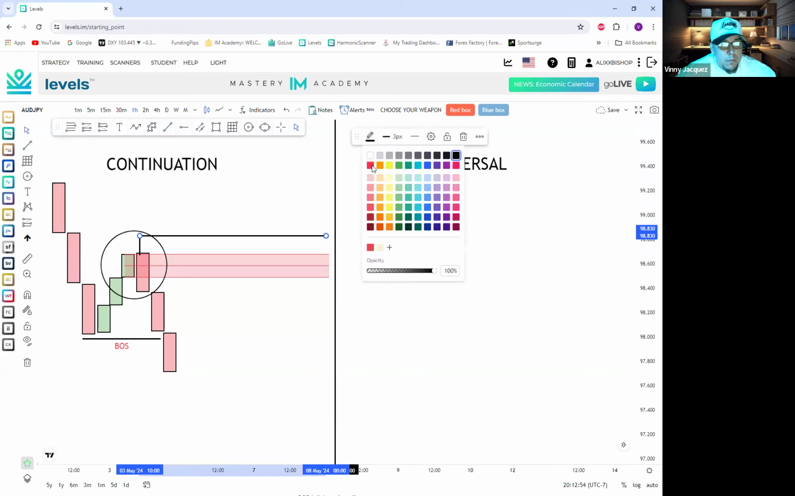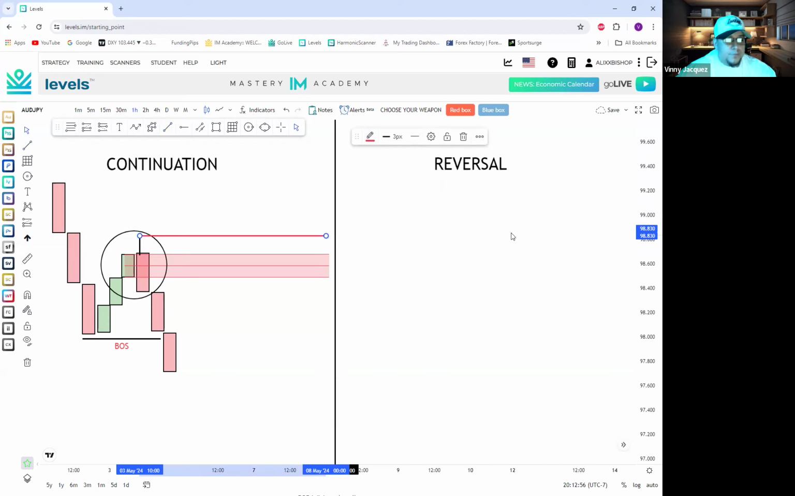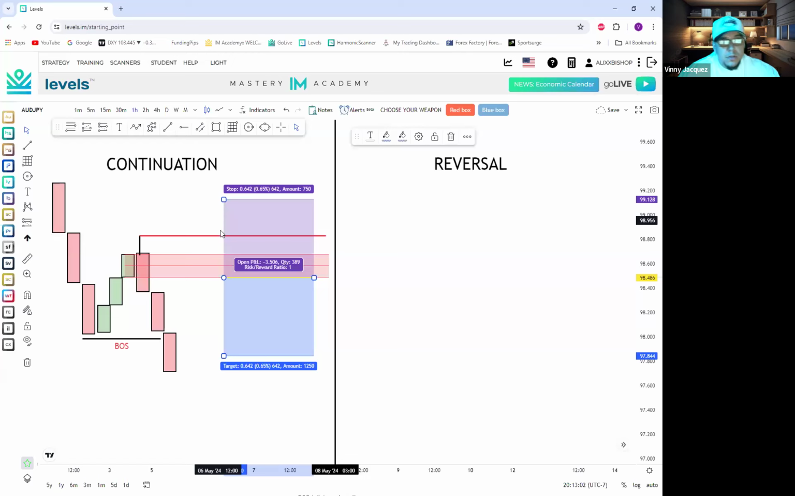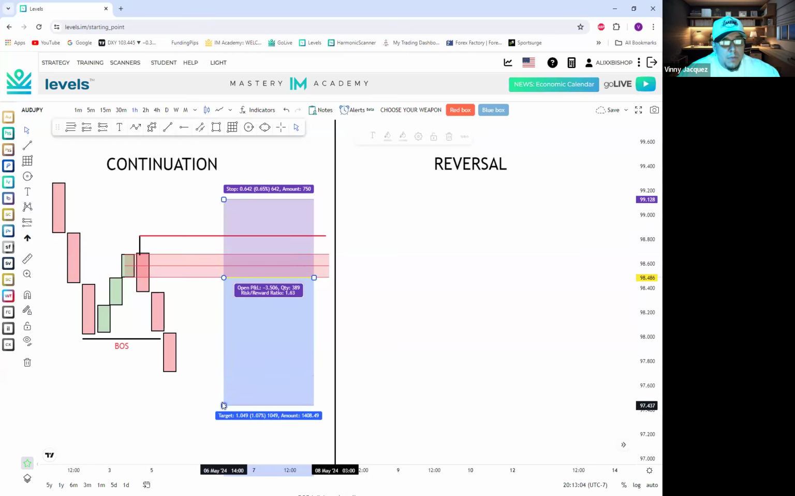All right, guys. So we have our entry. We've covered this plenty of times, right? We want a minimum 1 to 3, and our stop loss is always above the high, right?